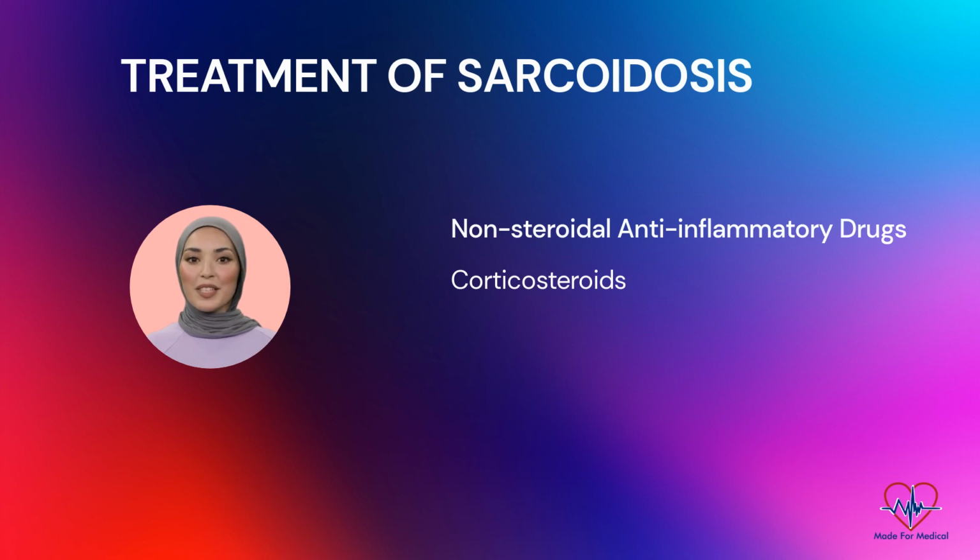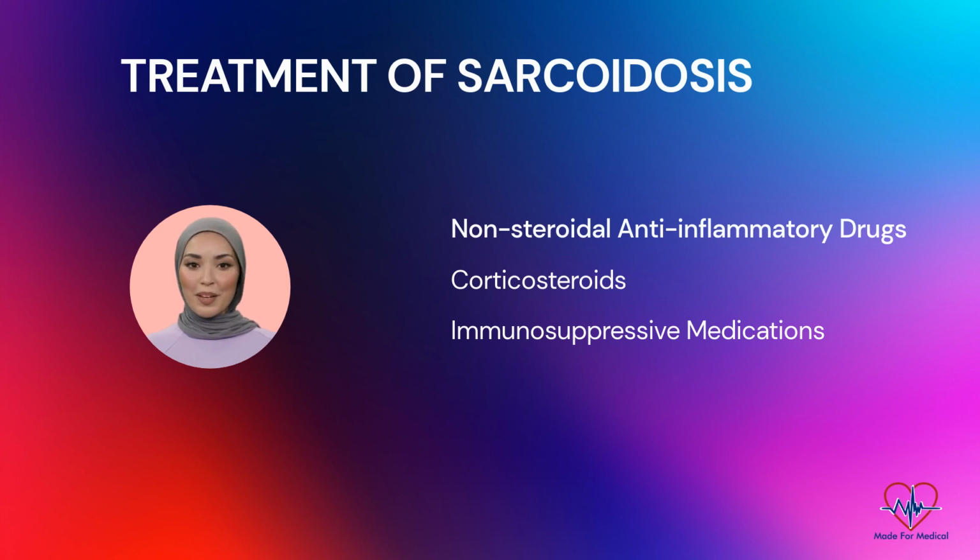Steroid-sparing medications, such as methotrexate or azathioprine, may also be used as an alternative or in combination with corticosteroids to minimize long-term steroid use. Immunosuppressive medications. In cases where corticosteroids alone are insufficient or not well tolerated, other immunosuppressive medications may be prescribed. These medications, such as methotrexate, azathioprine, mycophenolate mofetil, or anti-TNF agents, help suppress the immune response and reduce inflammation.